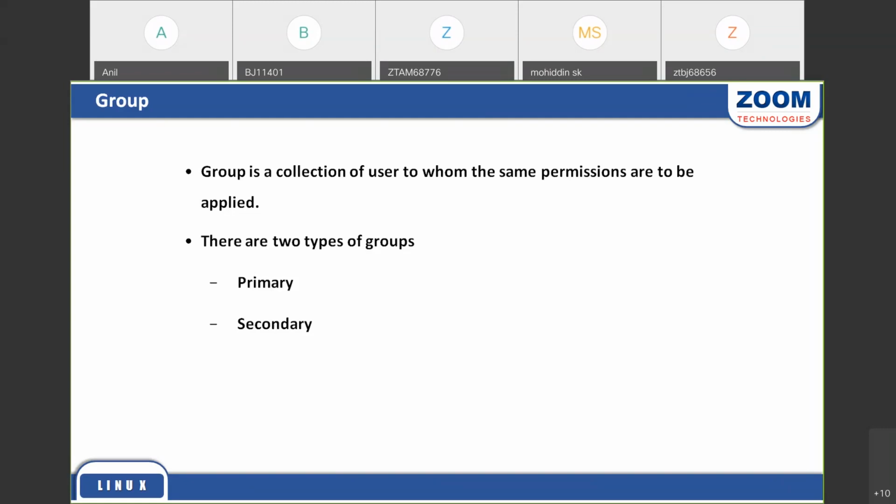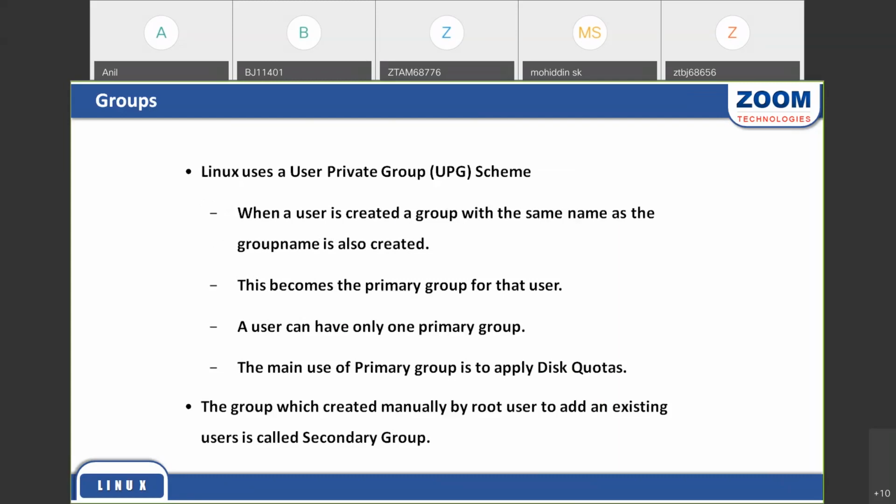Which group will you be creating? Secondary. Can it be primary? No, that will be created by the OS. Whenever a user is created, a group is created, called the primary group. The username and the primary group name will be the same. One user can be part of only one primary group.